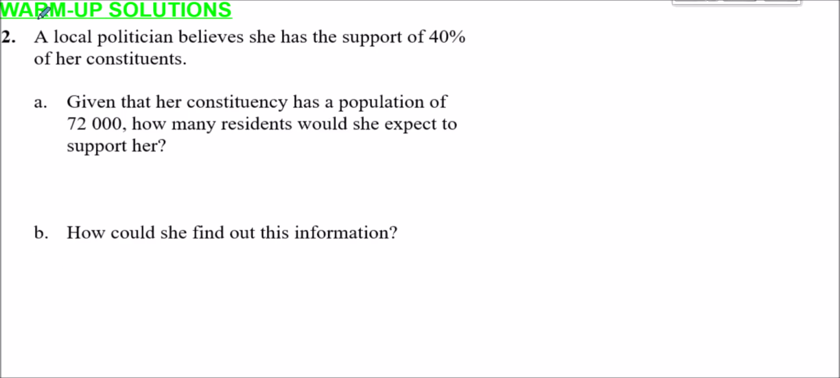Warm-up question 2. We've got this local politician believing she has the support of 40% of her constituents. So part A, given her constituency has a population of 72,000, how many residents would she expect to support her? Well, quite obviously, this is going to be 40% of 72,000. I'm not saying it's going to be exactly that, but that's our best estimate, 40% of 72,000.